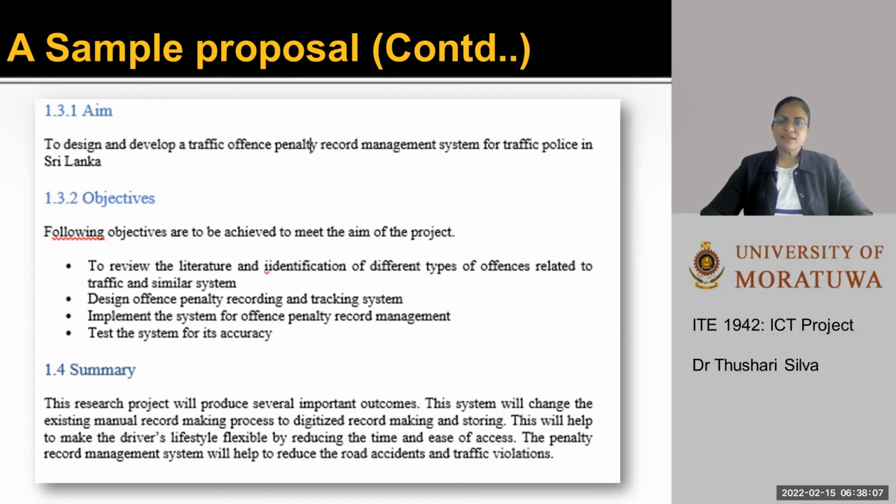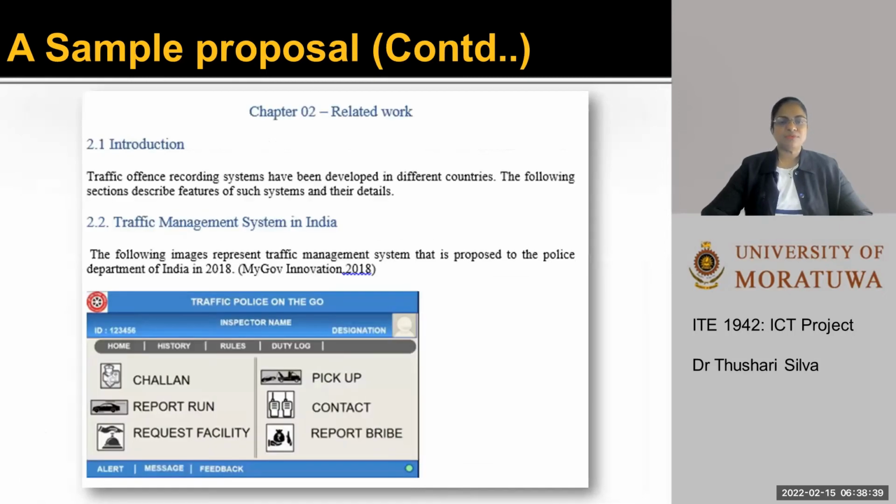So that basically covers your first section of the proposal. Remember, when you write objectives, try to follow these guidelines. Of course, you need to talk about what you are going to do. Okay, you are going to review the literature, you are going to develop this module, you are going to design and develop the penalty recording and tracking system, and you are going to implement it and you are going to test it. Okay, so summarize what you were discussing in that chapter.